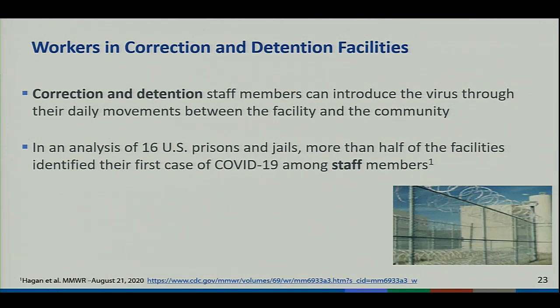In addition, the work group reviewed data on workers in correction and detention facilities. Staff members can introduce the virus through daily movements between the facility and the community. And in an analysis of 16 US prisons and jails, more than half of the facilities identified their first case of COVID among staff members. Next slide.